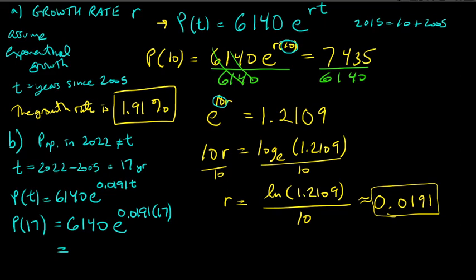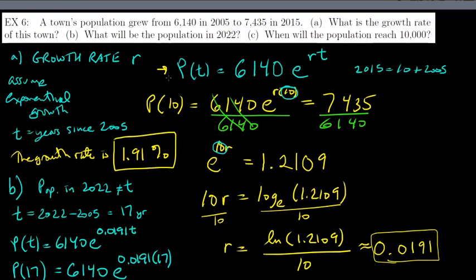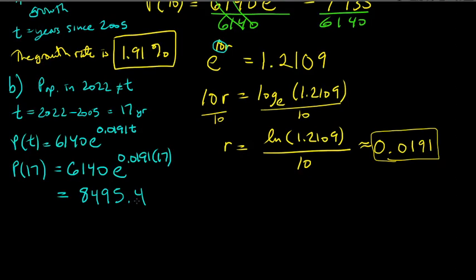And if we did this correctly, we should get 8,495 points, right, 399, so 0.4. But hang on, what are we talking about here? We're talking about the number of people. So there is no 0.4 people. We'll just round to the nearest whole number.